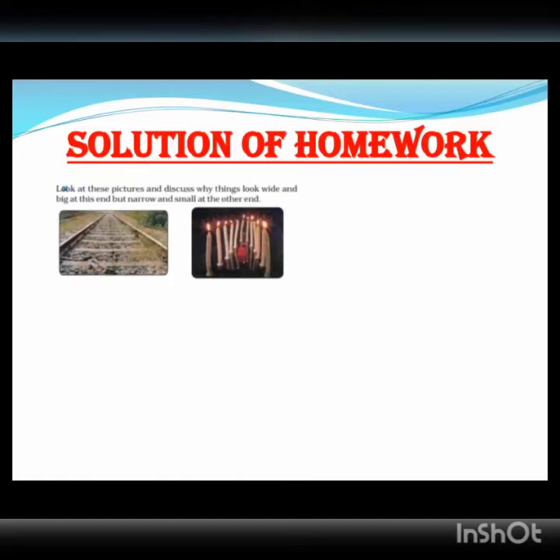The question was, look at the following pictures and discuss why things look wide and big at this end but narrow and small at the other end. And here is the explanation.